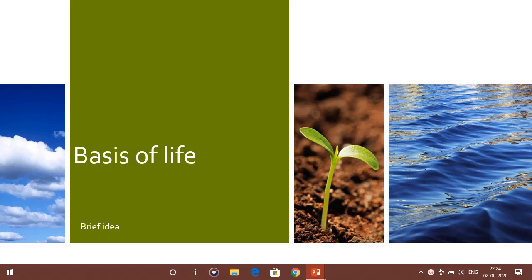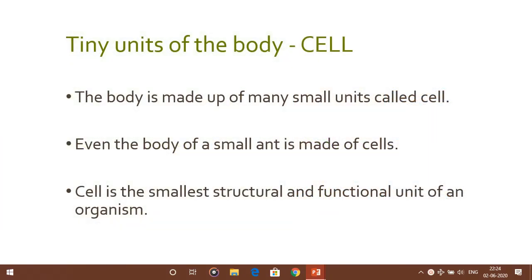Hello everybody. So today's class is about the basis of life, and it's mainly a brief idea of what we are talking about in biology. So what exactly is the basis of life that we, as a zoologist or a botanist or a science enthusiast, can say? It's most definitely the cell, tiny units of our body called the cell.